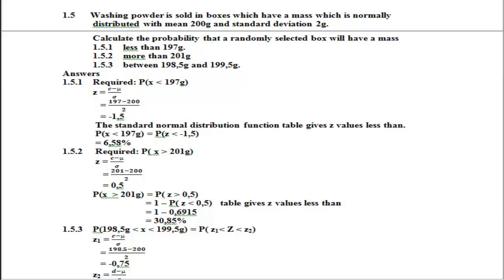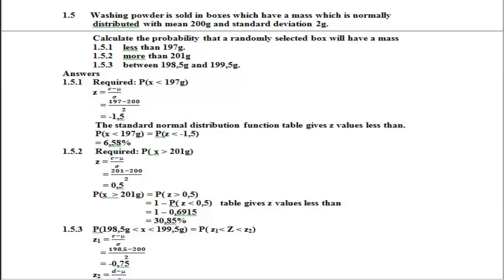Then let's assume you got more than 201 grams. Here you got 200 more. So Z is equal to X minus mu all over the standard deviation, and this gives you 0,5. Now remember, this X is greater than 201, and then Z is greater than 0,5.